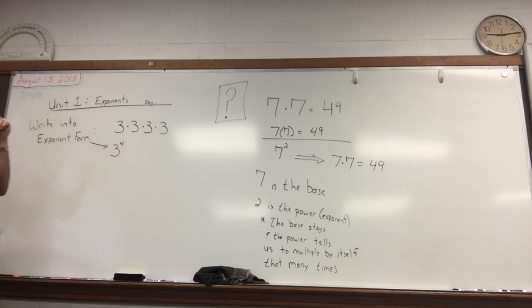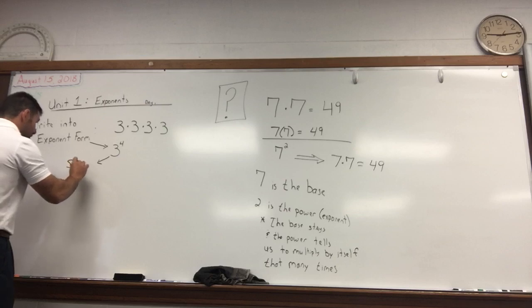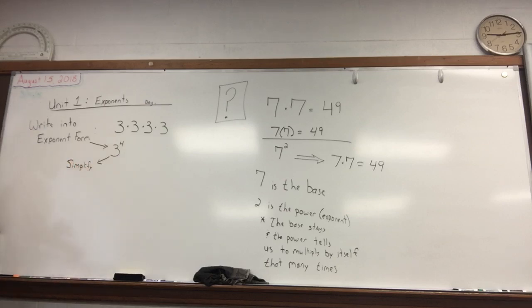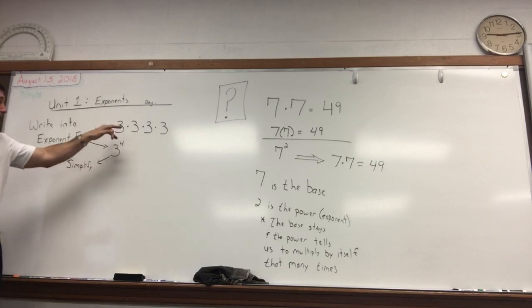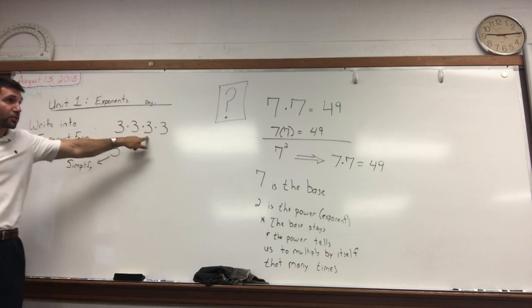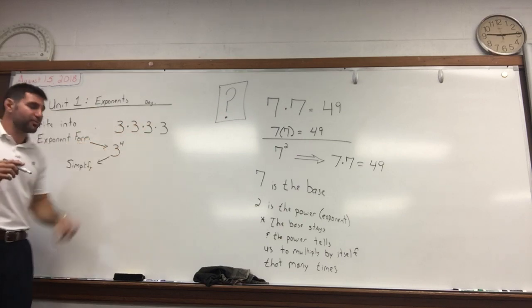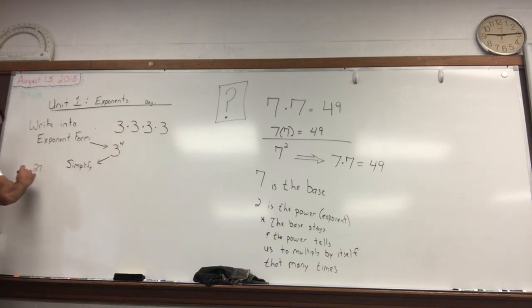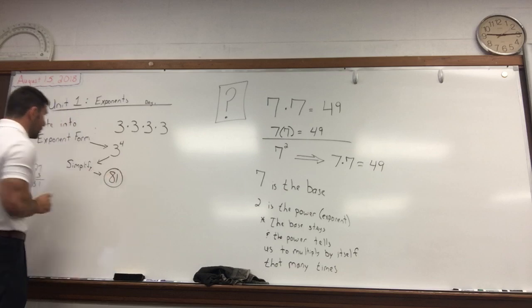Easy. If I asked you to do this now and said simplify, simplify means can we do anything else to it? Can we do anything else to 3 to the 4th? Sure. Because we can come up here and say 3 times 3 is what? 9. 9 times 3 is what? 27. Oh, we might have to do a little bit of work. 27 times 3. 1, carry the 2. 6, 7, 8. Okay. So simplified is 81.